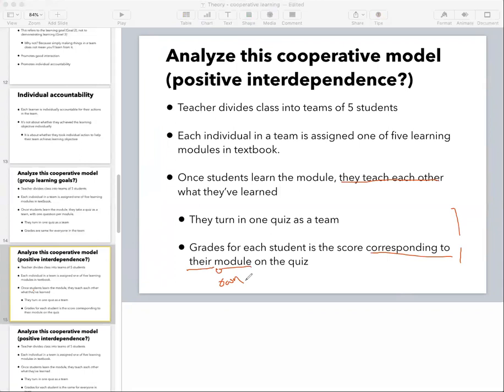And now I'm going to argue that actually there is no positive interdependence in this case, because the grade for each student is a score corresponding to their own module. If that is the case, the student has no incentive to teach other people that module because they can just write that answer on the quiz. Remember, they're just turning in one quiz as a team. So there is no positive interdependence here, right? One quiz and own module together means no positive interdependence.